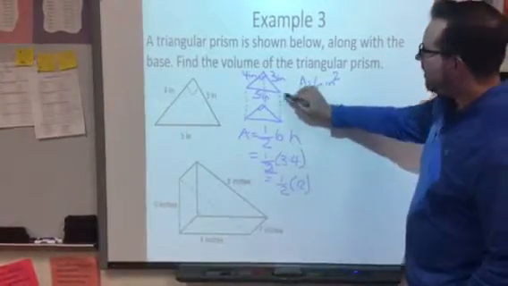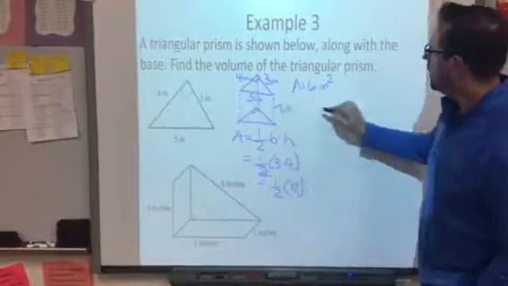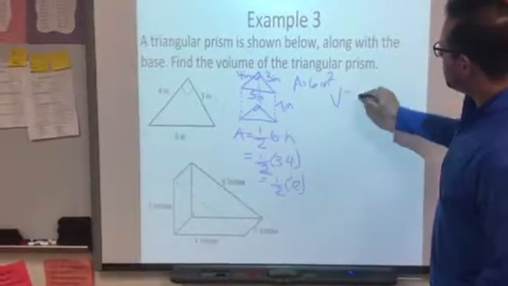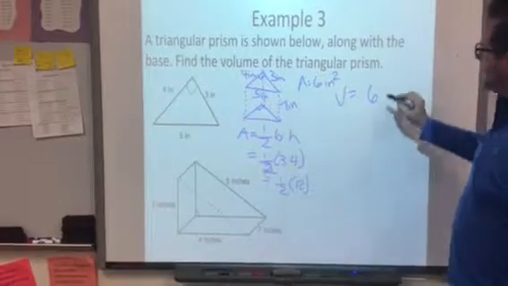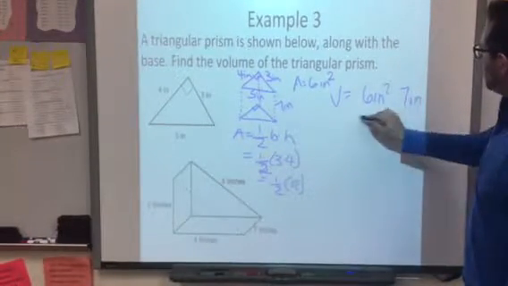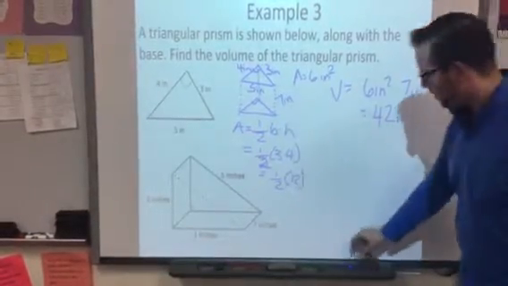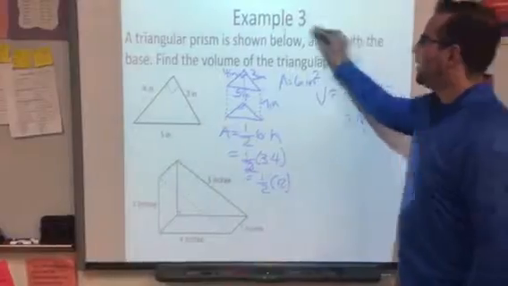Now we have to multiply that by the height, which is 7 inches. So we have volume is equal to the area of the base, which is 6 inches squared, times 7 inches, which equals 42 inches cubed. Now try the example in your notes.